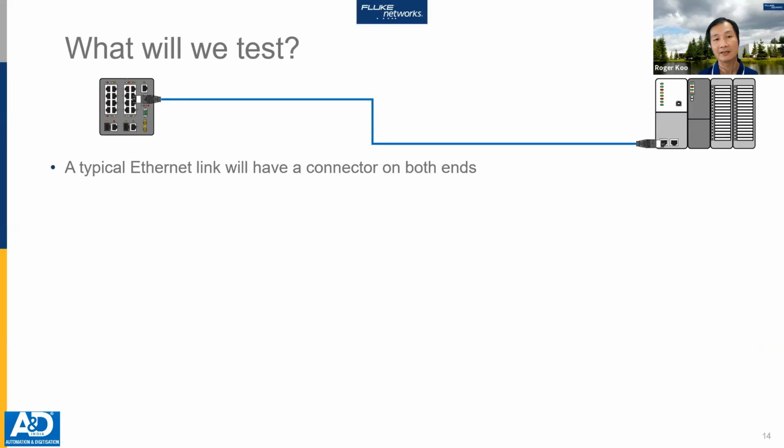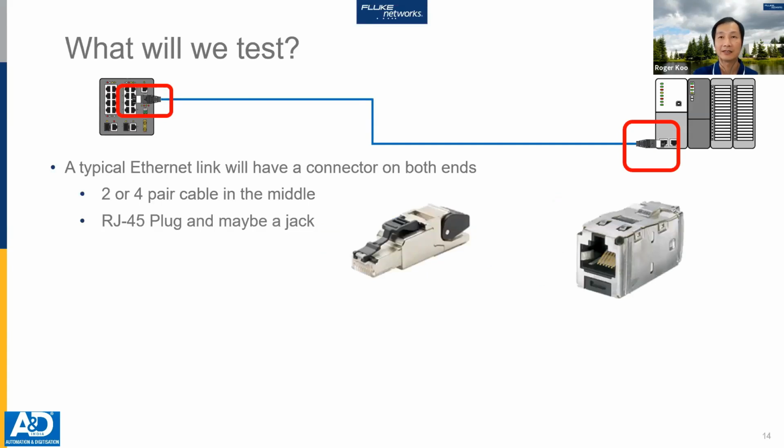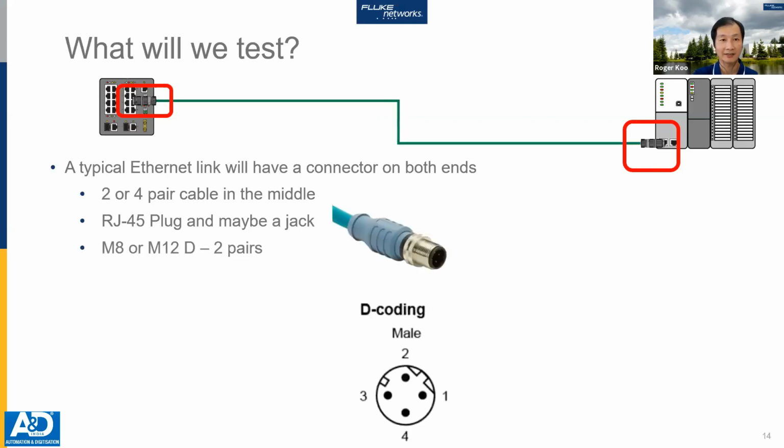So here is a link that we can look at to see what we will test. You see that this cable is actually connected to both ends of devices. This is a typical Ethernet link. What is shown here is a 4-paired cable, which is connected to the ends of our RJ45 plug. It may be terminated into a jack.